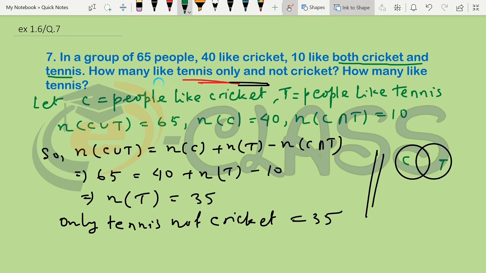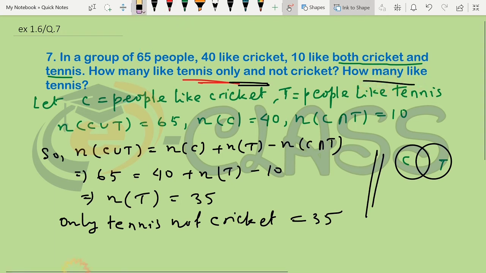First of all, how many like tennis only and not cricket? And how many like tennis? Sorry, this calculation is for the second question. That is, how many like tennis.